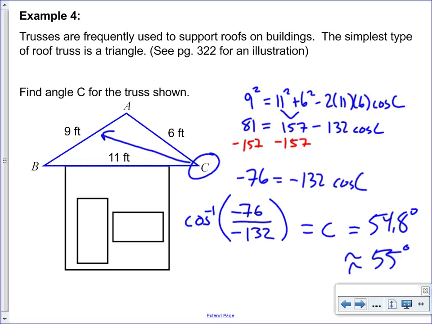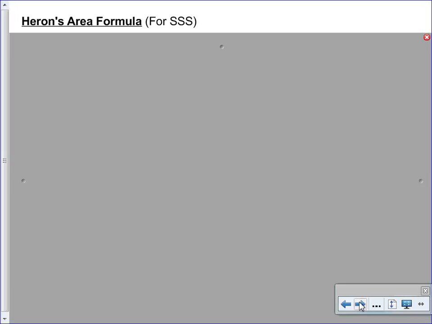You already have one area formula, half AB sine C. It's great if you have side, angle, side. But if you just have 3 sides, you would use something called Heron's formula. Repeat after me, Heron's formula. Heron's formula is only for side, side, side.